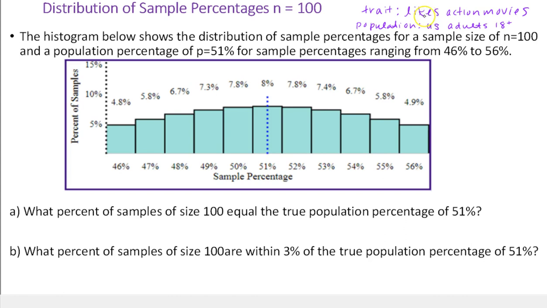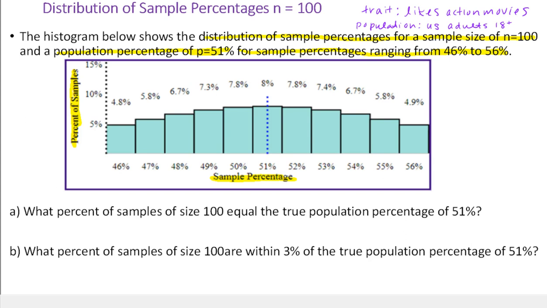If they said yes, that would be a 1. If they said no, that would be a 0. Okay, so the histogram below shows the distribution of sample percentages for a sample size of n equals 100 and a population percentage of p equals 51% for sample percentages ranging from 46% to 56%. Okay, so let's look at this diagram. Again, our sample percentage is the horizontal axis, and on the vertical axis we have percent of samples. Okay, which almost sounds like the same thing, but again, they mean something different.